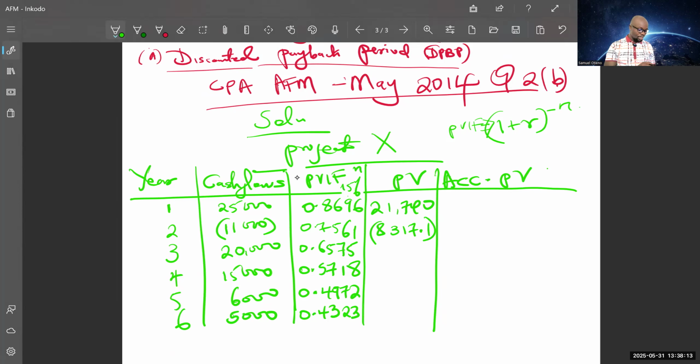Then for year number 3, it is 20,000. I multiply by 0.6575. And there you go, I'm getting 13,150. I do the same for year number 4, where we are having 15,000. I multiply by 0.5718. What am I getting? 8,577. Interesting. Then we do for year number 5, 6,000. Multiply by 0.4972. What am I getting? 2,983.2, like that. The final year, year number 6, we are taking 5,000, multiplied by 0.4323, like that. And what am I getting? I'm getting 2,161.5. Interesting, like that.